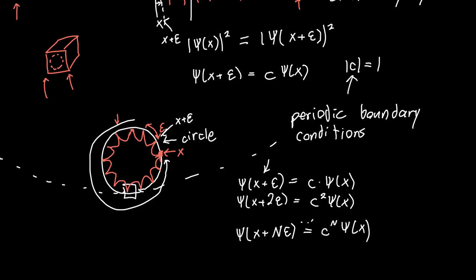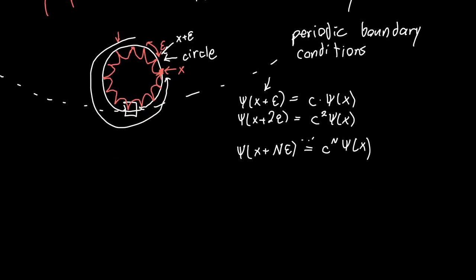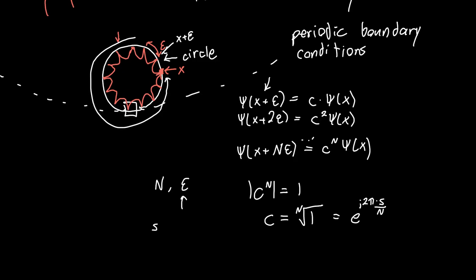And from the condition that we specified above, we can get that c to the n, its magnitude, has to be equal to 1, or c has to be an nth root of unity. So just as in the last video, it just has to equal e to the i 2 pi times some integer divided by n. But really, we haven't said what this n is, and we also haven't said what this epsilon is. And epsilon can be as small as we want.